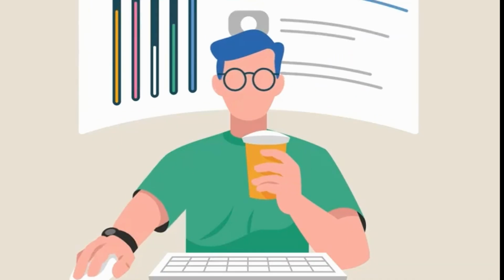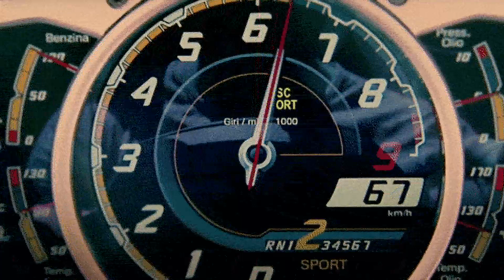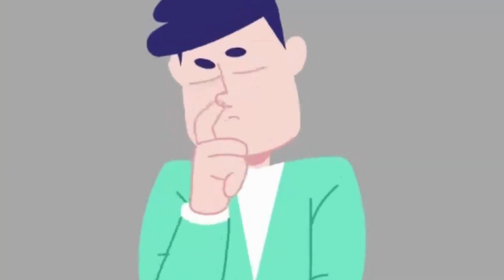Makes perfect sense. Right. Okay, Trinity Part 3. Calculus, the engine of learning. Why engine? Because calculus is fundamentally about change, how things change in relation to each other. Think of your car's speedometer. It's showing the rate of change of distance over time. That's calculus. So how does that apply to a model learning?